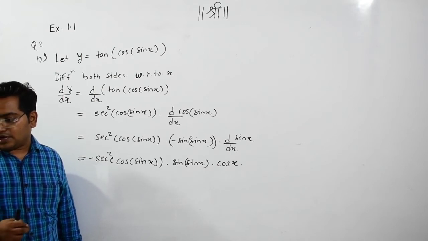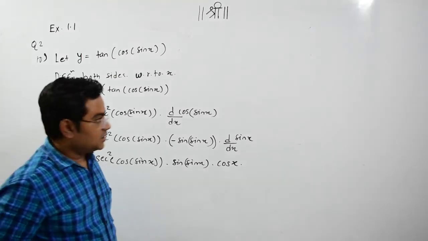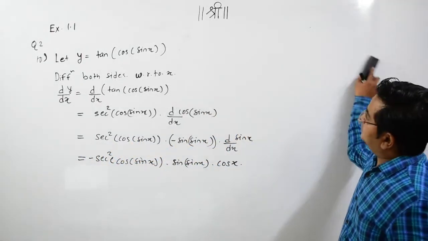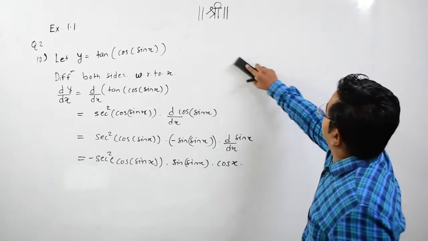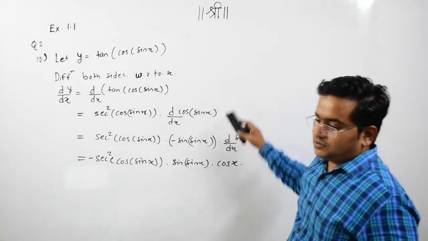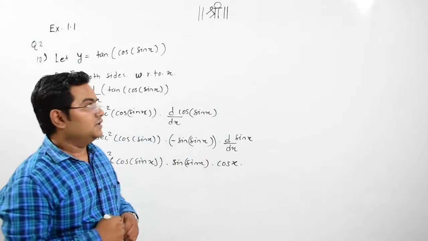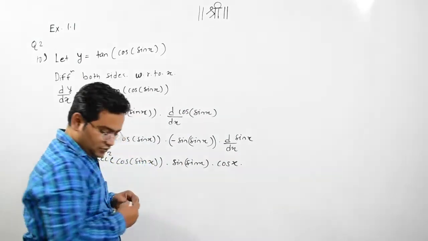So I would like to solve question number 13 directly. Why am I going directly to question number 13? Because it has some trickiness. So what is that trickiness? So e raised to log of dash dash. Okay, so let's move to this part.